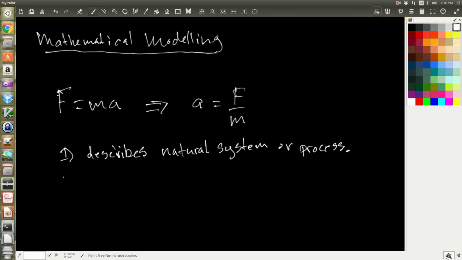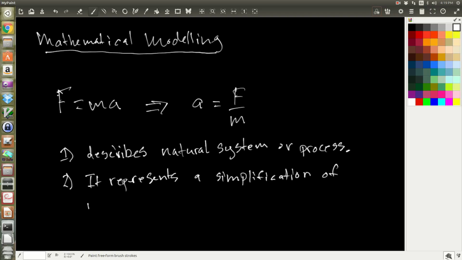Second, and an important part of it, is it represents a simplification or an idealistic representation of reality. Now, what does that really mean?